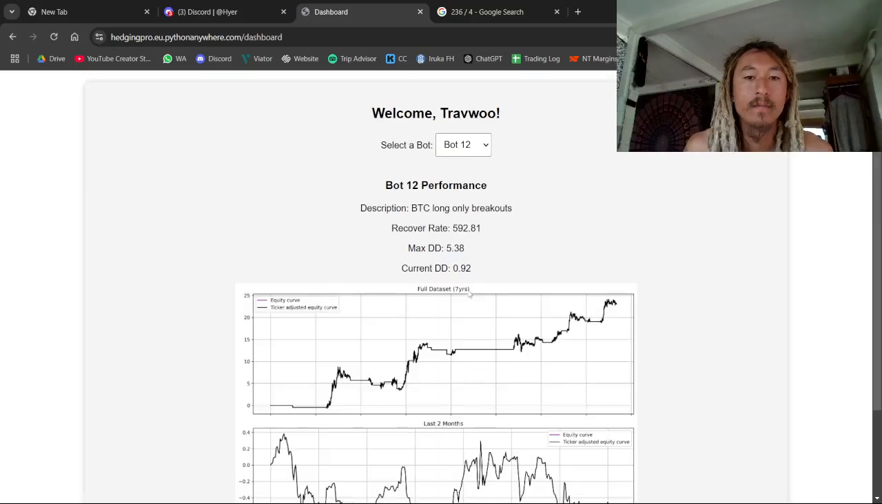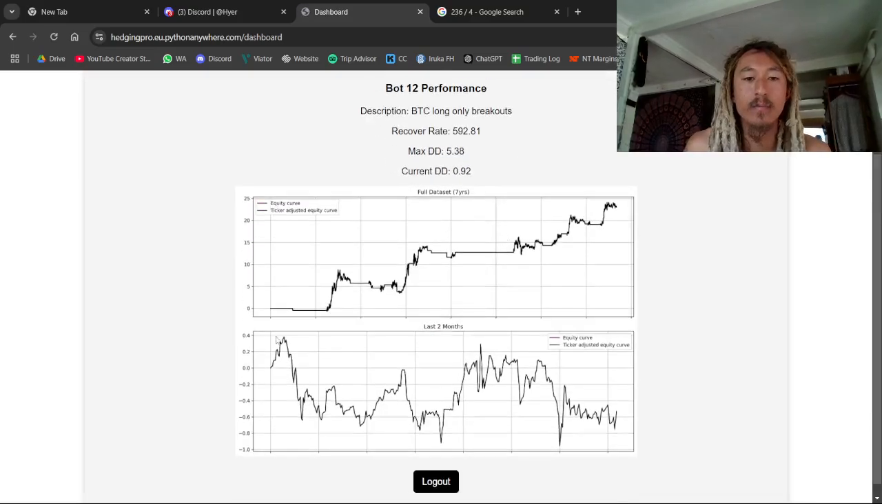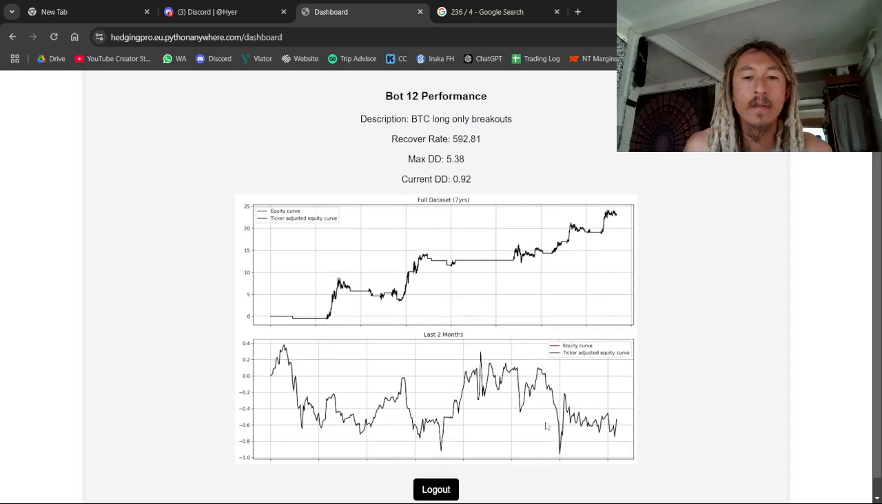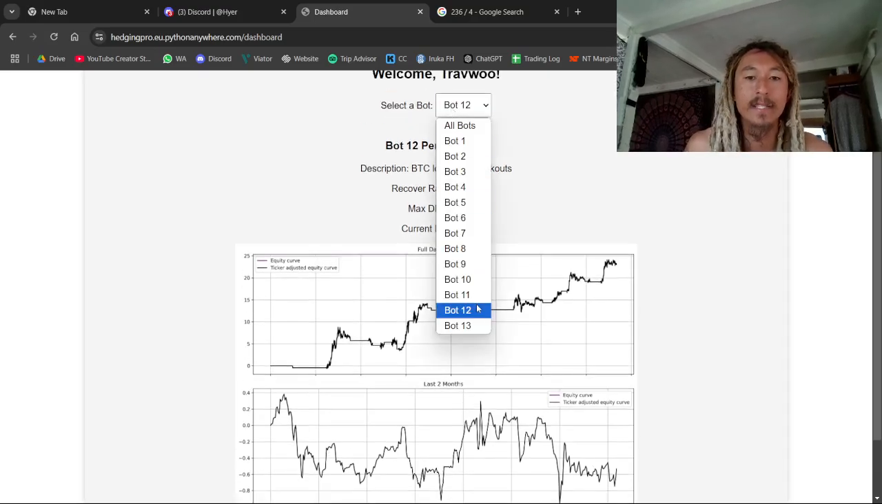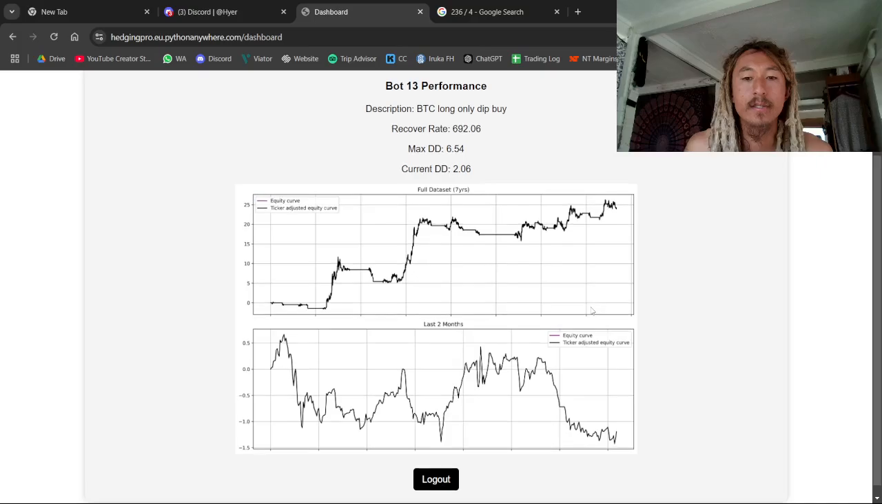Bot 12, another long only breakout. This one's a little bit different. All the Bitcoin strategies are down in the past couple months because Bitcoin has been sideways to down. And this one's a long only dip buy.